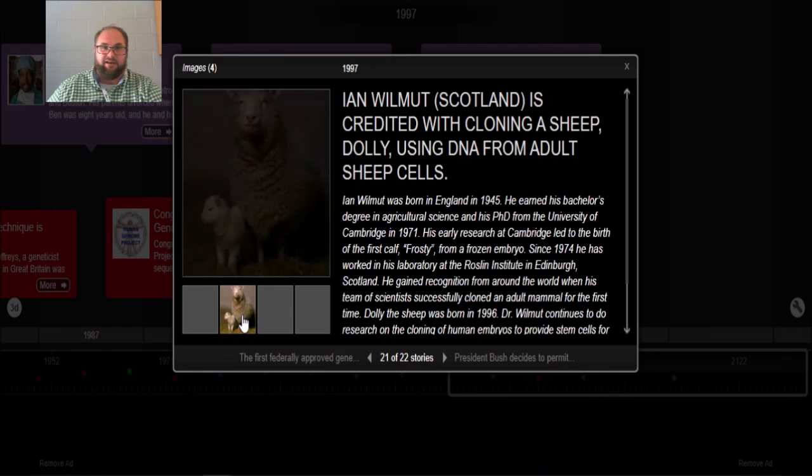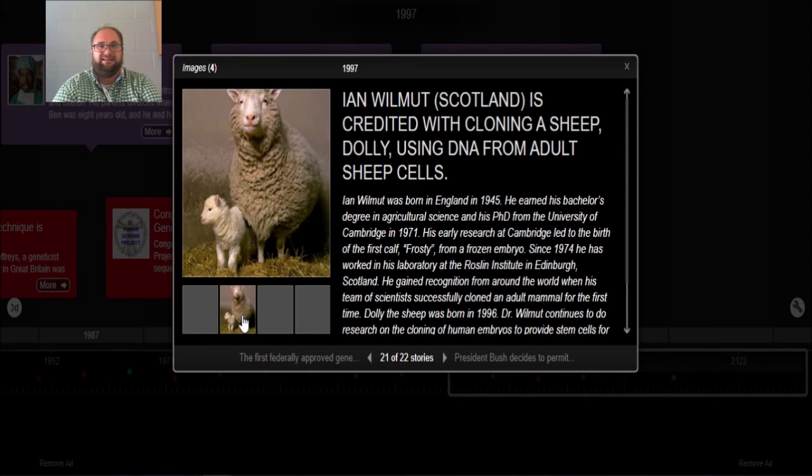And we're missing the picture of Dr. Ian Wilmot, but we do have a picture of Dolly the Sheep. So, in 1997, Dr. Ian Wilmot of Scotland was credited with cloning Dolly the Sheep from adult sheep cells. Now, this is important, okay? Because never before was there an animal that was cloned from an adult mammal. We'd done it with frogs, we'd done it with lizards, but we had never done it with an adult, warm-blooded mammal. And so we're going to talk in detail about the process of cloning at a later time.